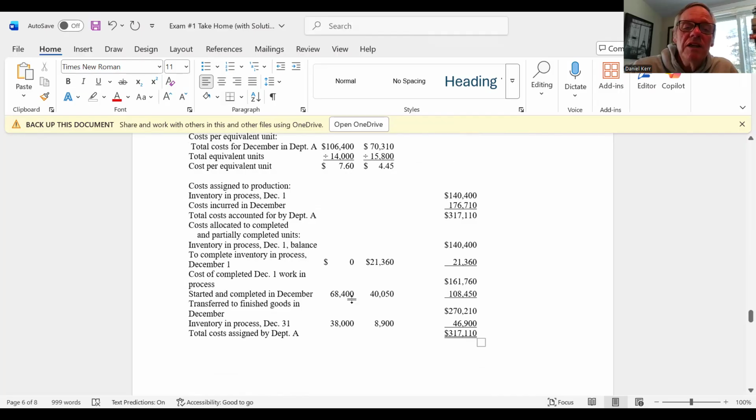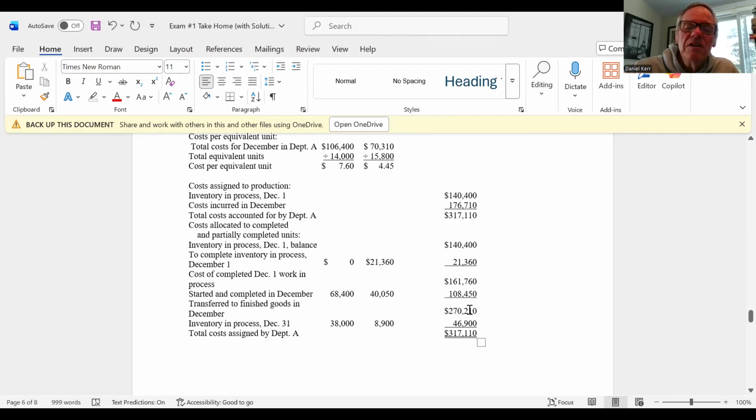Okay, started and completed, you had 68,400 with regard to materials, 40,050 with regard to conversion costs. That gives you 108,450. So you had costs incurred, costs transferred to finished goods of 270,210, and you had ending work in process cost of $38,000 worth of materials and $8,800 with regard to conversion costs. So you get a total there of $46,900.